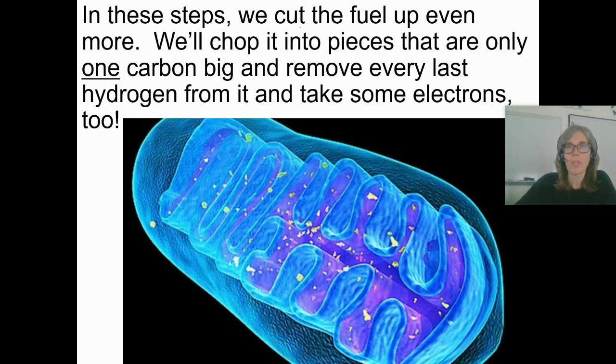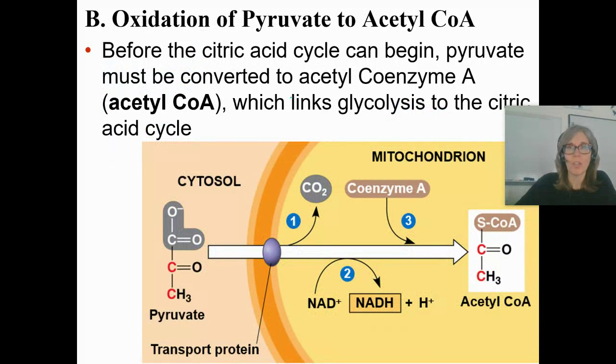So in these steps, we're going to cut the fuel up even more. We'll chop it into pieces that are only 1 carbon big, meaning carbon dioxide. It's now inorganic. And remove every last hydrogen from it and take a bunch of electrons off of it too. Those electrons are going to go to NADH, and we'll talk about that like a long time from now. So it's like this long story, and you've got to wait till the very end to find out what happens to NADH. All right, so this is the step right before the Krebs cycle, right before we get into the citric acid or the Krebs cycle.